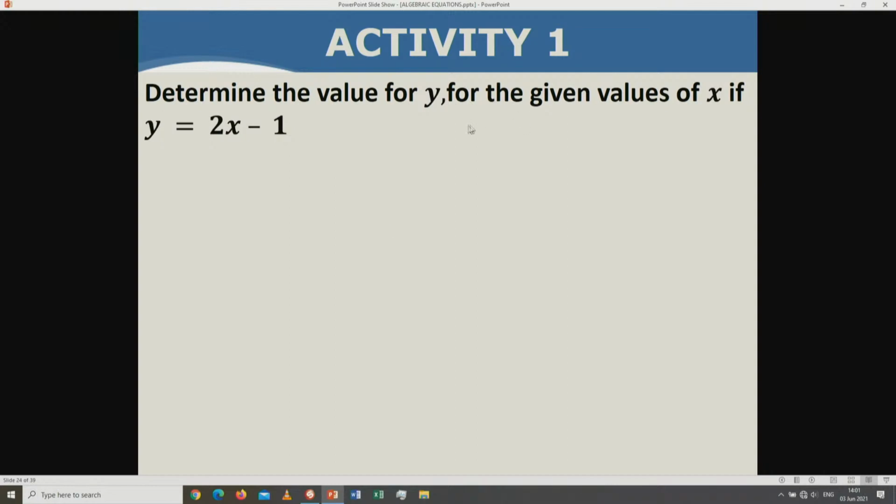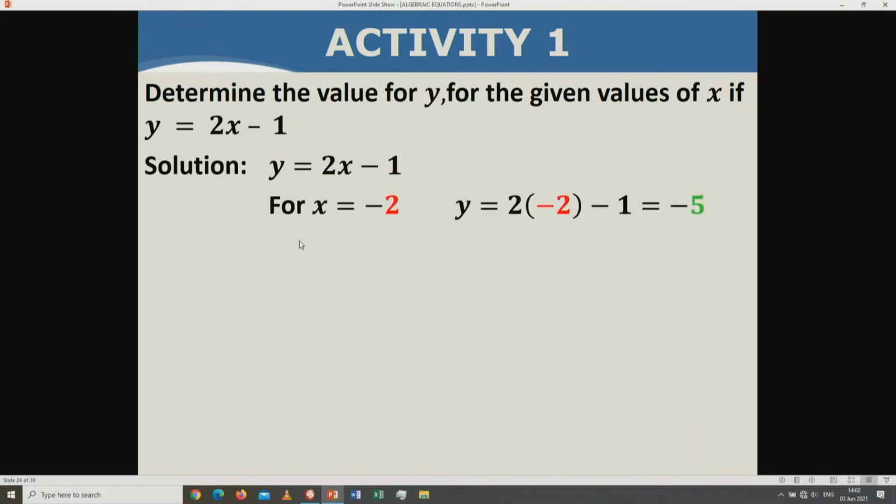Right. Now, in the activity, let's determine the value of y for the given value of x if y is equal to 2x minus 1. So now let's check how we go about this one. The solution. For x equal to negative 2, y will be equal to negative 5 because 2 times negative 2 will be negative 4. And then negative 4 minus 1 will be negative 5.